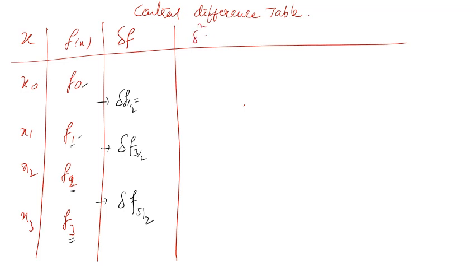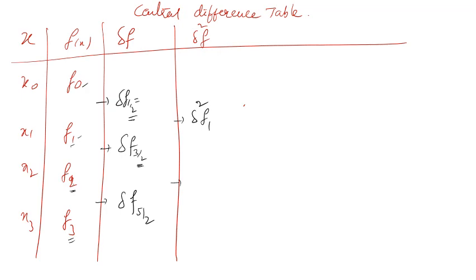Coming to second order, delta square f, right in between these two. This is delta square of what? 3 by 2 plus 1 by 2, by 2. 3 by 2 plus 1 by 2, 4 by 2 means 2. 2 by 2 again, this is delta square f1 you will get. 3 by 2 plus 1 by 2 whole by 2, that is 1.